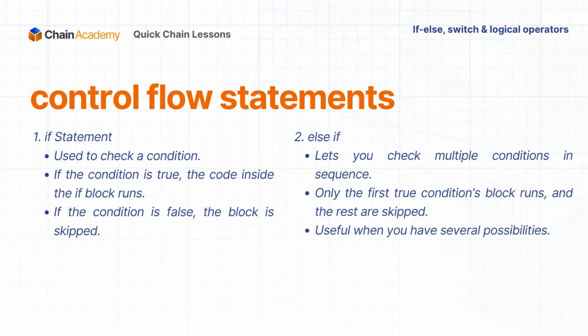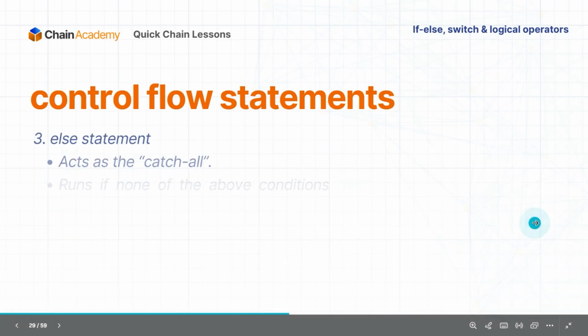For example, if today is Monday, do one thing. Else, if it's Tuesday, then do something else. If it's Friday, then do something special. So the keyword if checks a single condition, while else if lets us handle more complex scenarios with multiple conditions.